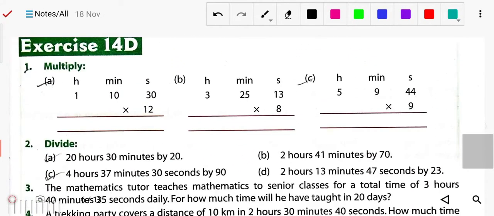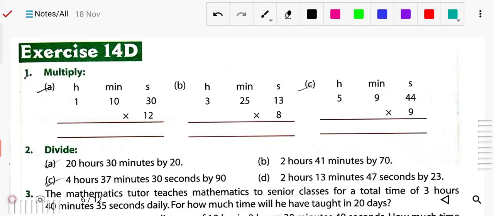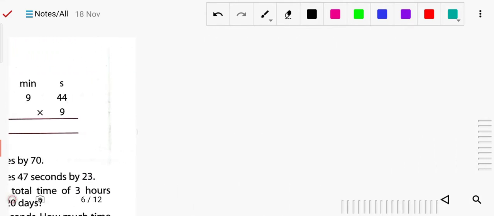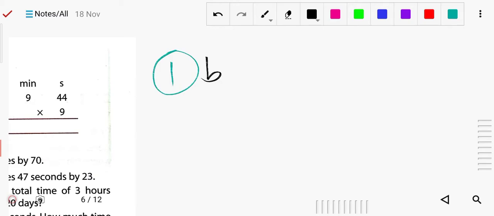First of all, here is exercise 14B, page number 225. We will multiply. The first question I am going to solve is this one: 3 hours 25 minutes and 13 seconds, multiplied by 8. So let's do it. Question number 1, part B.